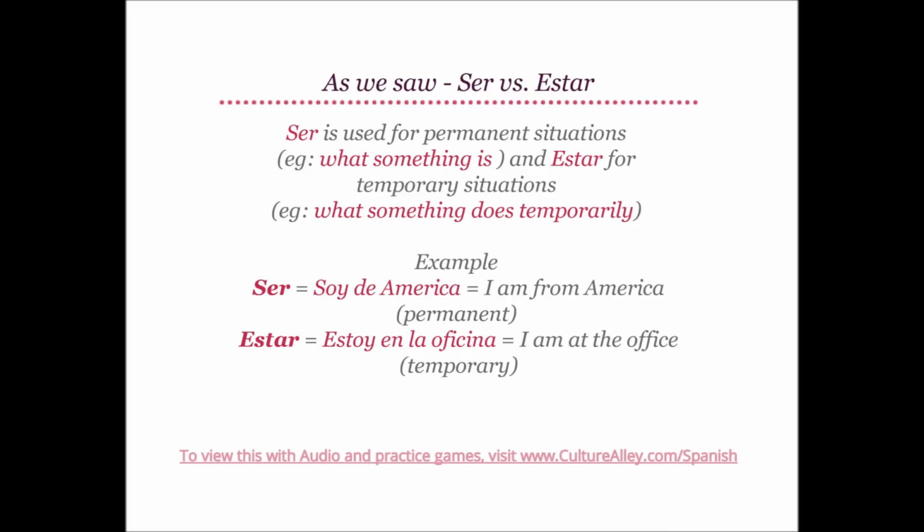An example of ser can be soy de América. Soy de América, which means I am from America. This is a permanent situation, as you will always be from America since it is your place of origin. An example of estar is estoy en la oficina, which means I am at the office. This is a temporary situation, as you may be at the office currently but move to another location after some time.